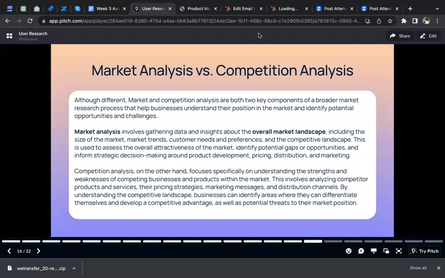While competitive analysis, or competition analysis, or competitors analysis, the same thing, no? On the other hand, focuses specifically on understanding the strengths and the weaknesses of the competing businesses and products within your market. It involves analyzing competitors' products and services, their pricing strategies, marketing messages, and distribution channels. By understanding the competitive landscape, businesses can identify where they can differentiate themselves and develop a competitive advantage, as well as identify the potential threats to their market position.